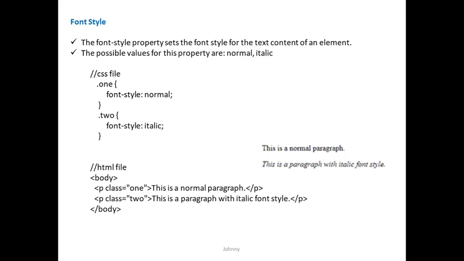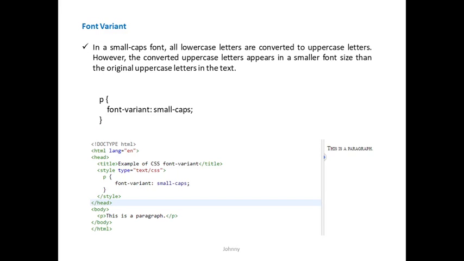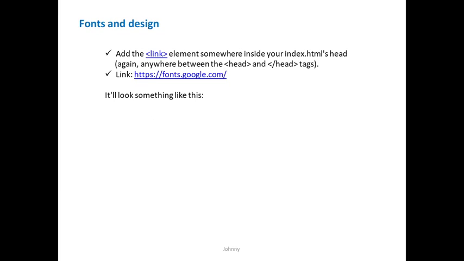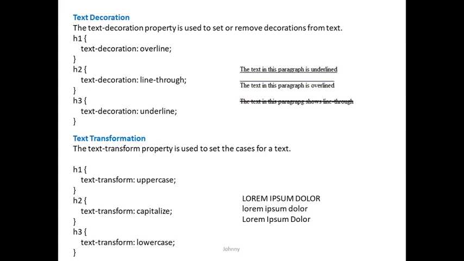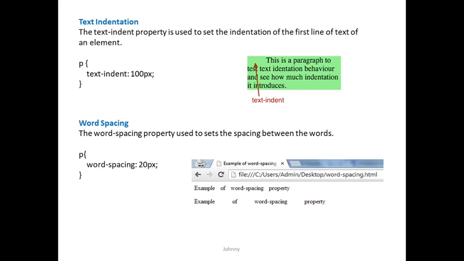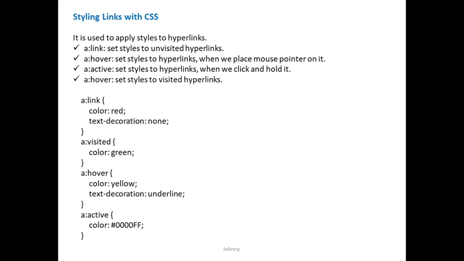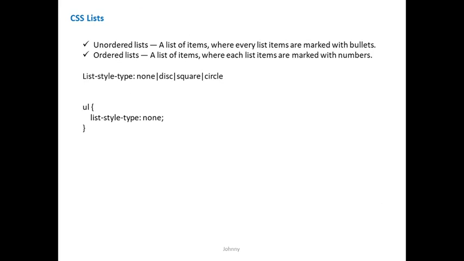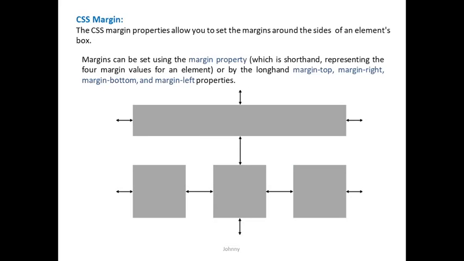Next one, color notations: hexadecimal, RGB, color, background color, image, repeat, attachment, position, font family, font style, font size, weight, variant, font design using Google Fonts, text color, alignment, decoration, transform, indentation, word spacing, letter spacing, line height, the types of links in CSS, list, tables, the box model properties.